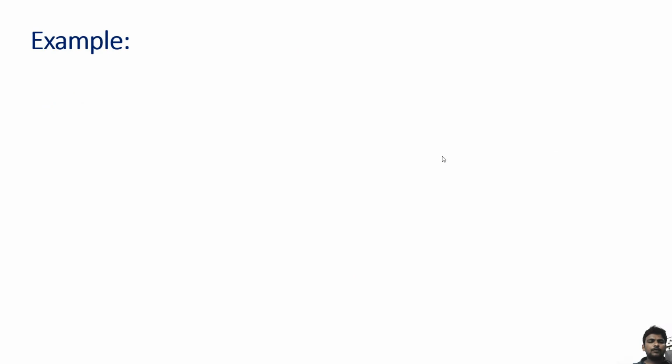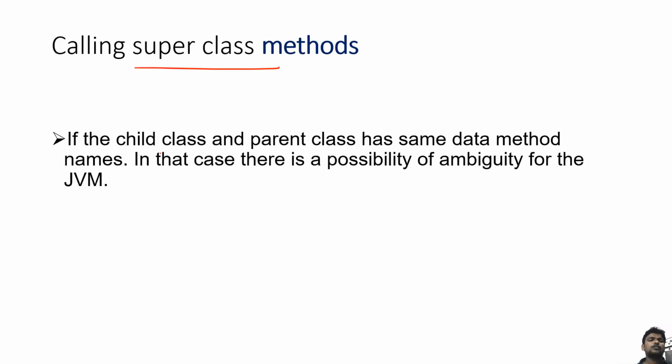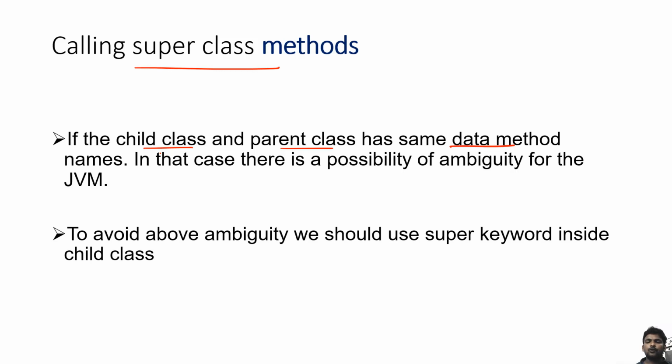Now in the same way, the same example. Second one, calling superclass methods: if the child class and the parent class have the same method names, in that case there is a possibility of ambiguity for the JVM, meaning which method has to be executed. So JVM will have some ambiguity on this. In that case you have to use the super keyword to differentiate those methods. So to avoid the above ambiguity, we should use the super keyword inside the child class. The super keyword you always have to use inside the child class.